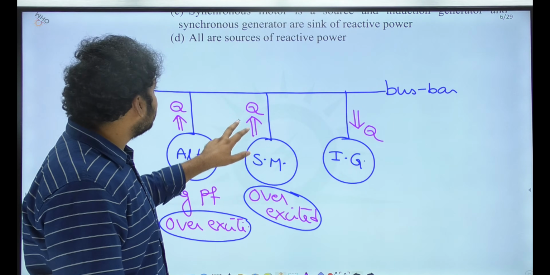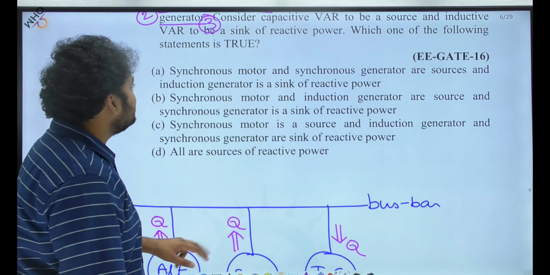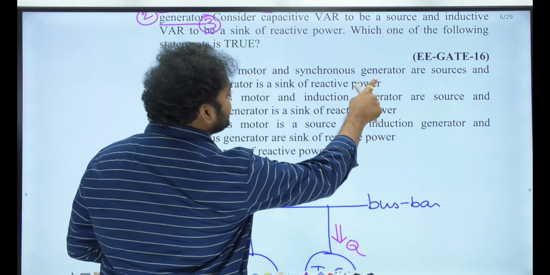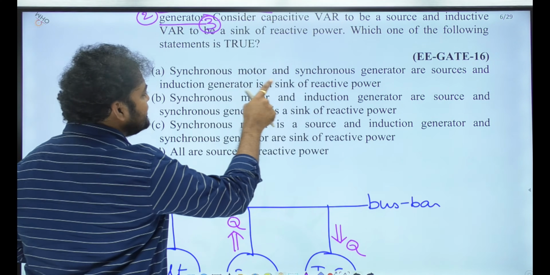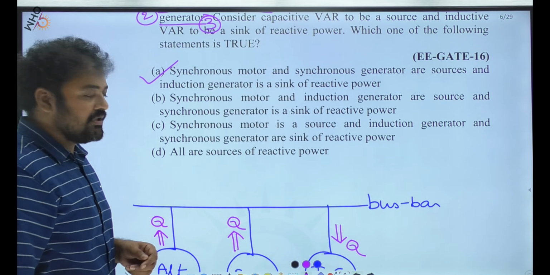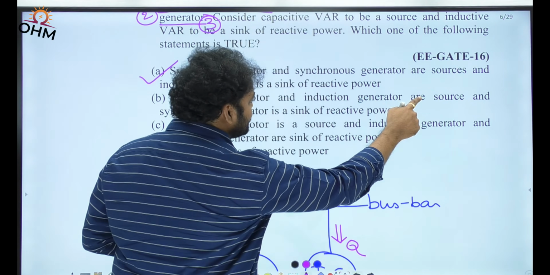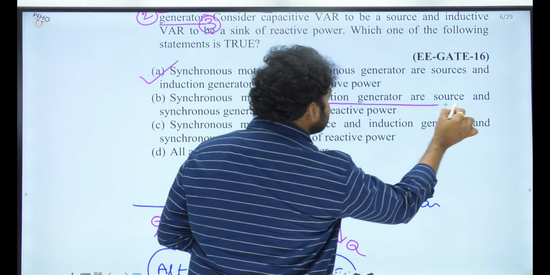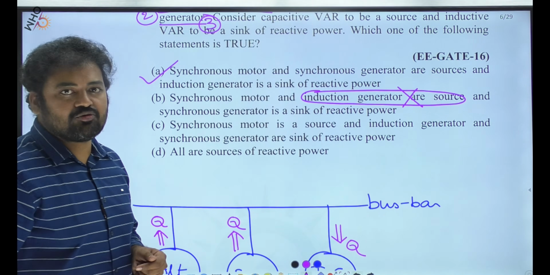In that case, what is the correct answer here? So read the options given. Synchronous motor and synchronous generator are sources. Yes, that is perfect. And the induction generator is a sink of reactive power. Yes, the first option is clearly suitable. Look at the second option: synchronous motor and induction generator are sources. This is wrong. Induction generator is not a source. Induction generator is a sink for reactive power.